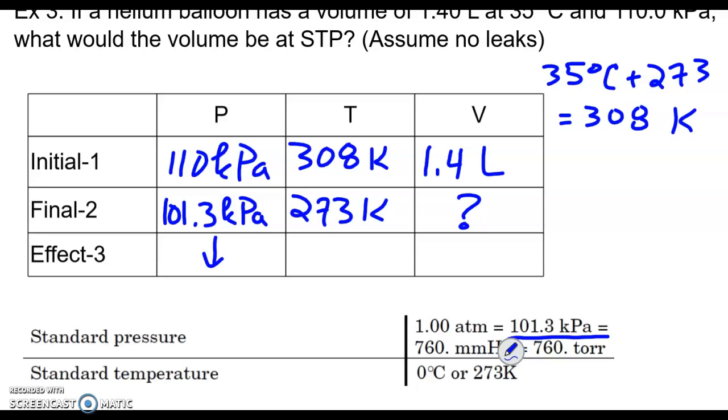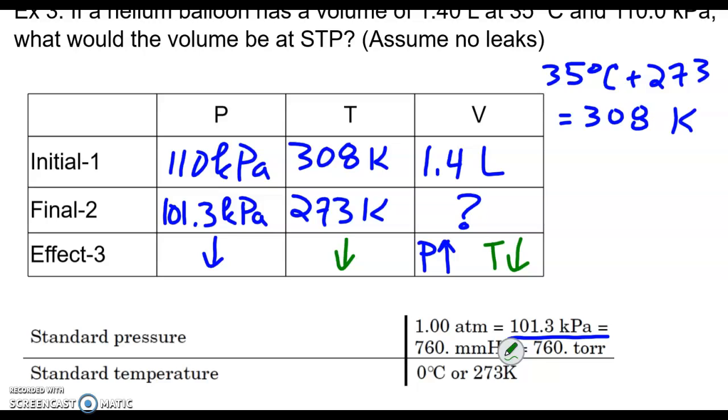Pressure went down from 110 to 101, and pressure and volume do opposite things. So the pressure is going to be pushing the volume up. But the temperature also went down from 308 to 273, and temperature and volume do the same thing. When things cool, they contract. So the temperature is pushing the volume down.